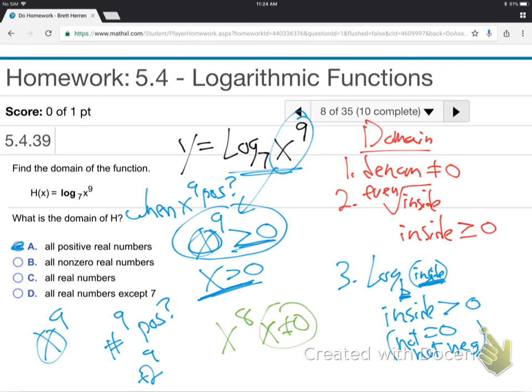Yeah, it's a wrong answer. All non-zero real numbers? Yeah, that's what it would be if it was an even power. Does that make sense? If it was an even power, it can be anything that's non-zero, anything but 0. Is that good? We making sense on that? Because even powers come out positive, whatever you put into them, except for 0.